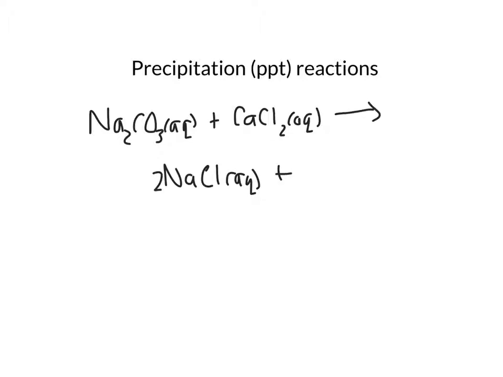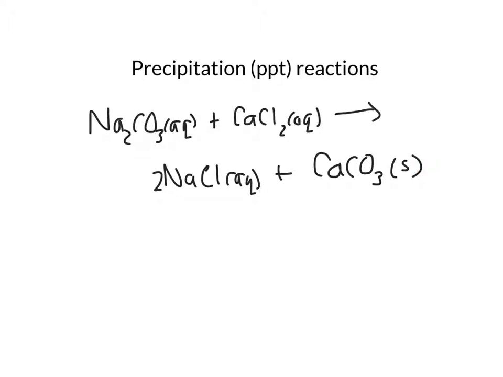and calcium carbonate. But the interesting thing about calcium carbonate is that it will not dissolve in water. And since it doesn't dissolve in water, it forms a solid at the bottom of the beaker. This is a precipitation reaction because the solid calcium carbonate precipitates out of solution.